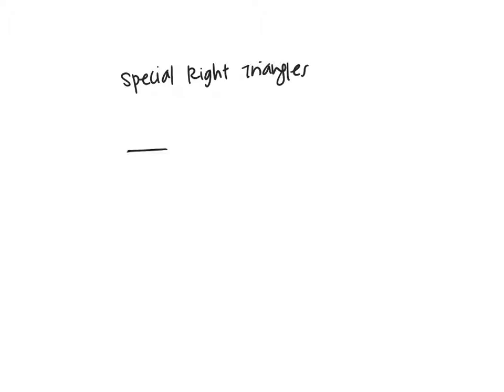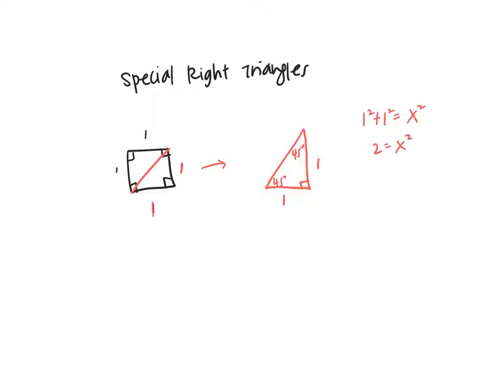Okay, if I were to have a square, let's make the lengths 1 by 1. If I cut the diagonal, I would end up with a right triangle, one of my special right triangles, where it's 45, 45, 90. Notice that my side lengths here would still be 1, 1. And if I were to use Pythagorean theorem, 1 squared plus 1 squared equals c squared, I would end up with the hypotenuse equaling square root of 2. So I get a 1 root 2 ratio. We want to remember this special right triangle here, the 45, 45, 90.